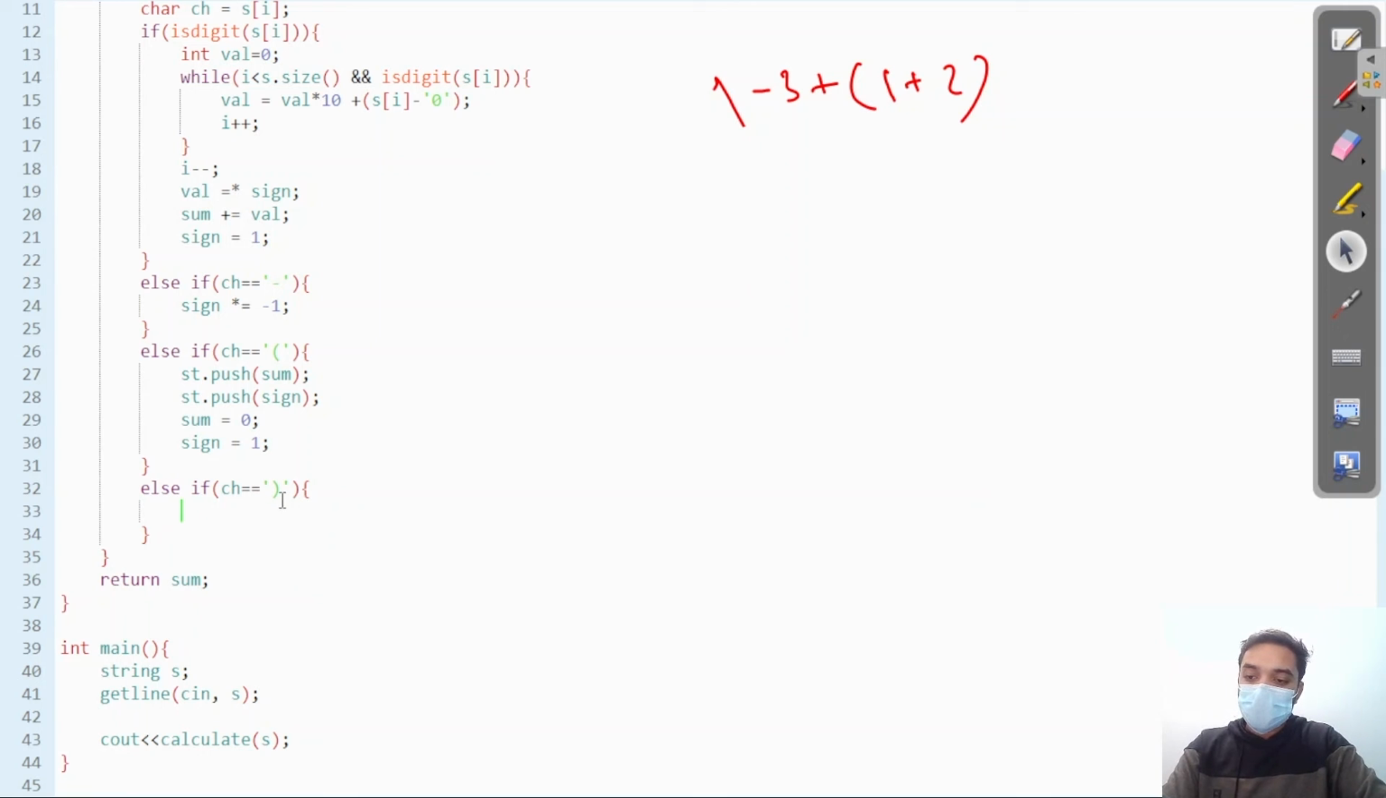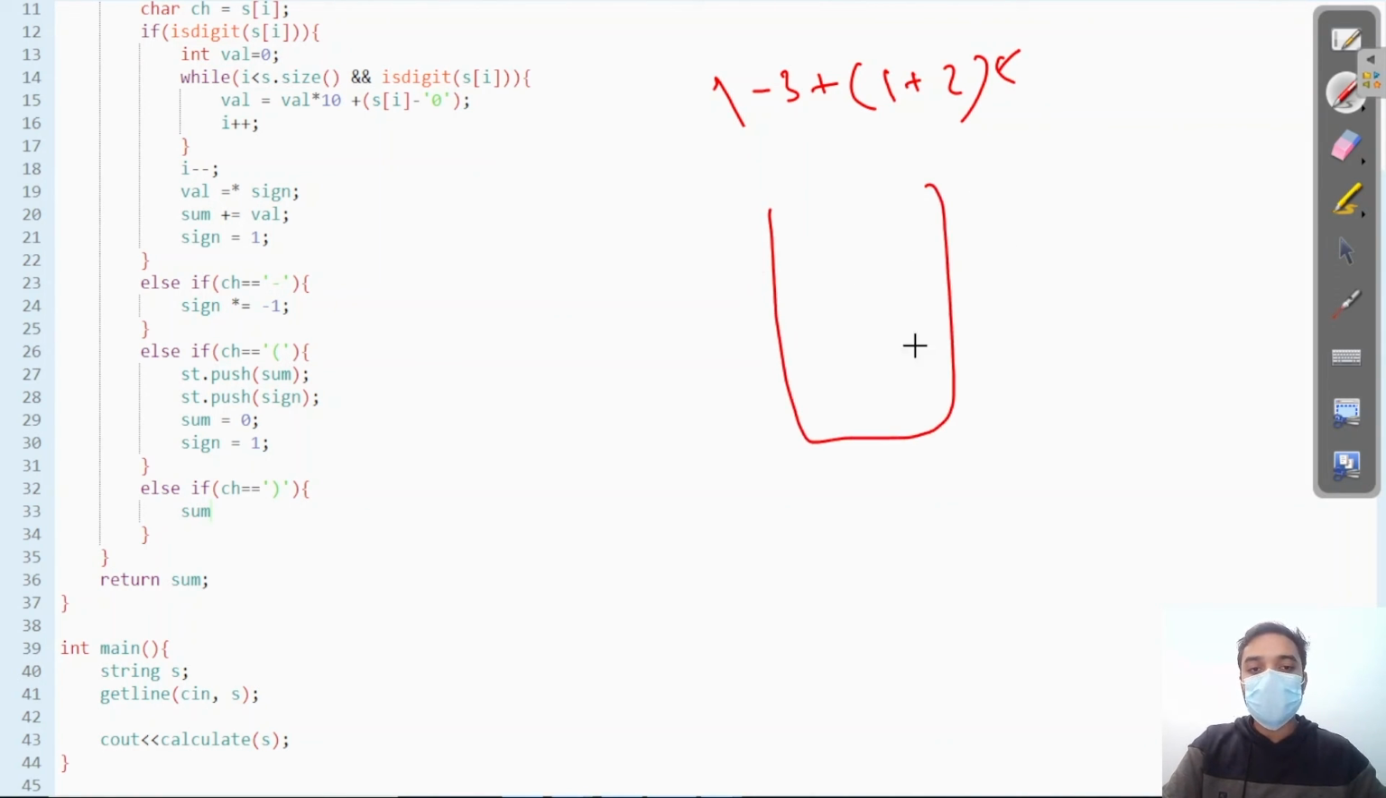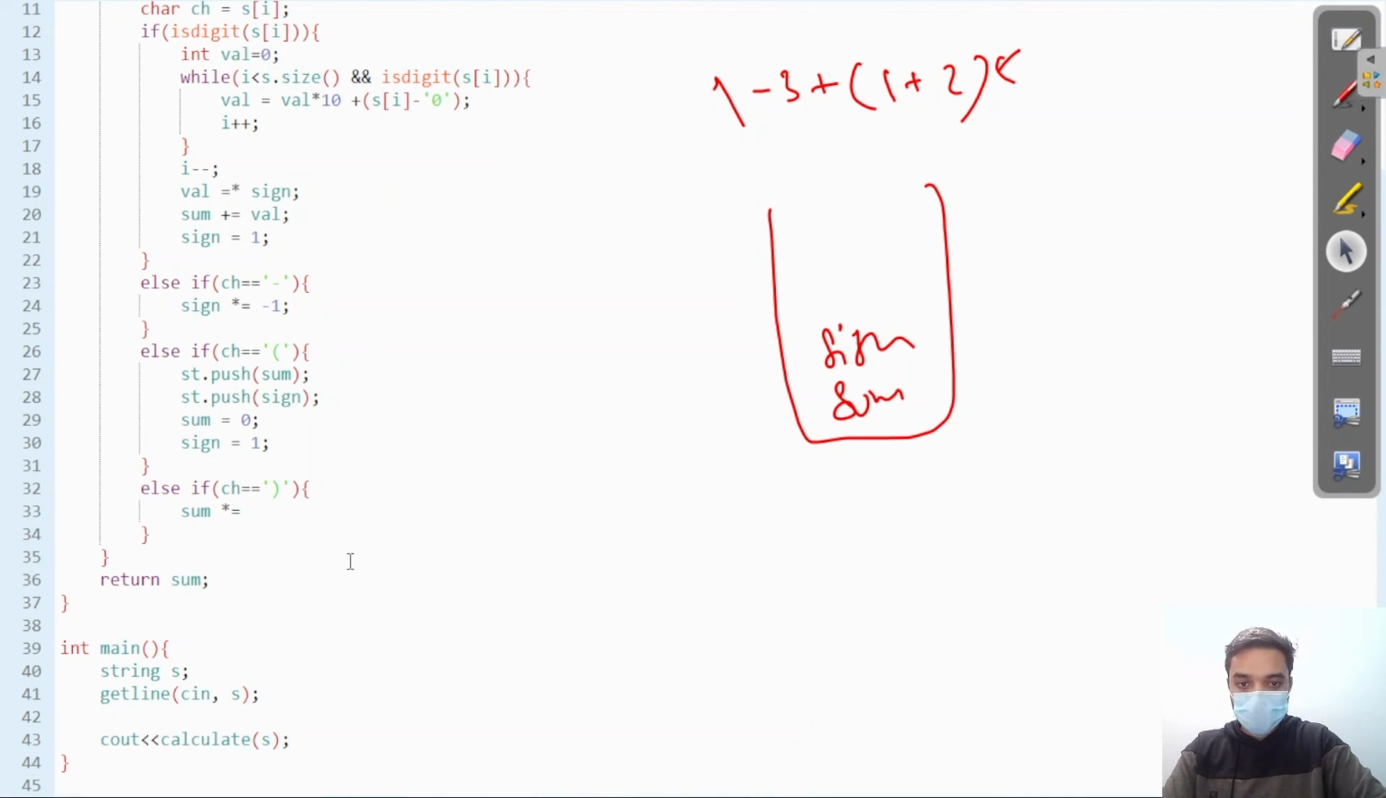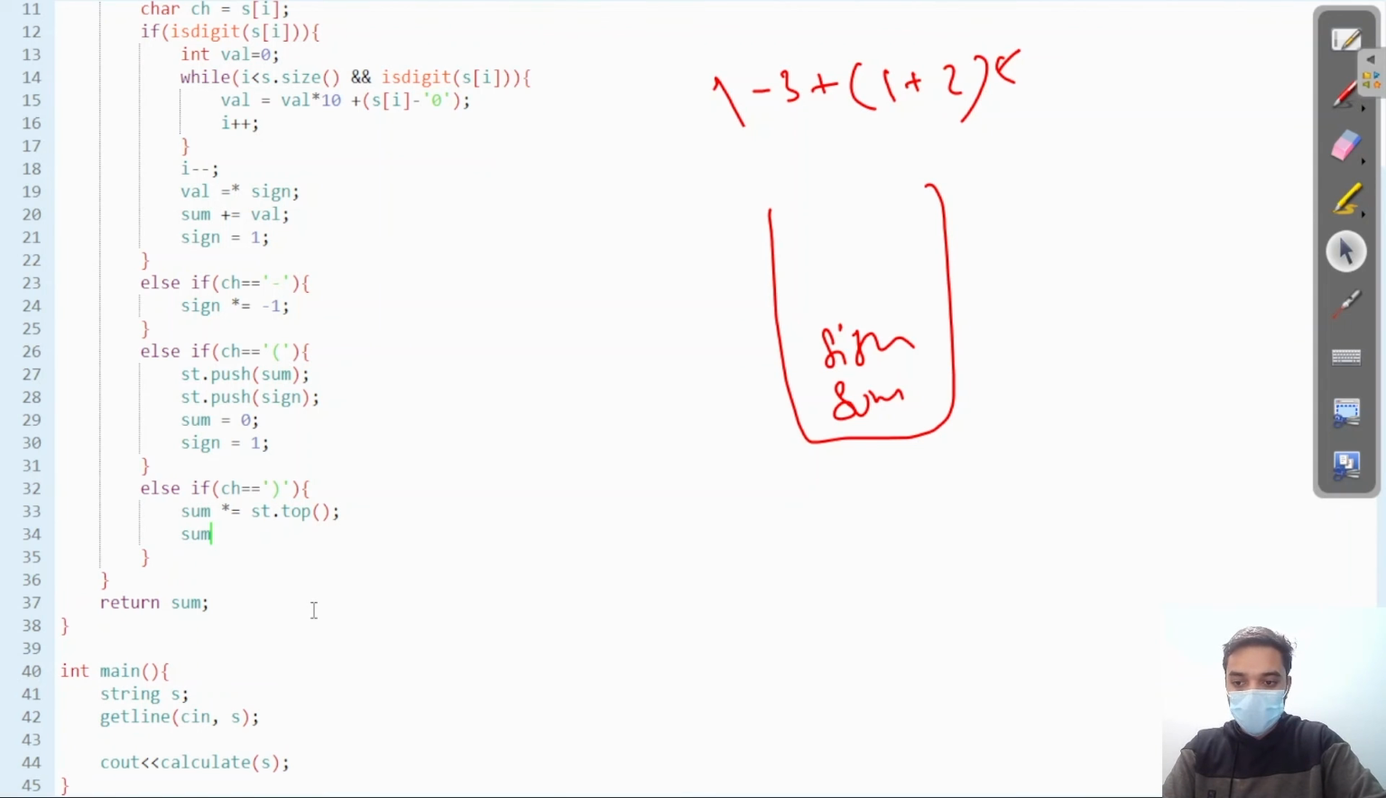Fine. Okay, so after this, now I'm getting a closing bracket. So now what I have to do, firstly I have to multiply my sum. Why am I doing this? Now I'm getting a closing bracket. So my stack will be like this: there will be some sum and there will be some sign. So firstly I have to multiply my sum with the sign, whatever there is on the top. Then after this, I also have to pop my sign out now.